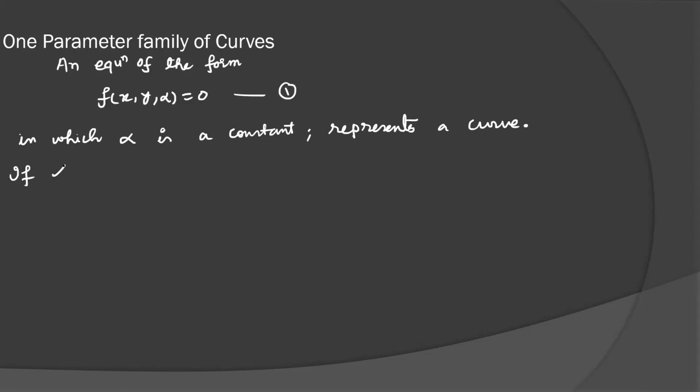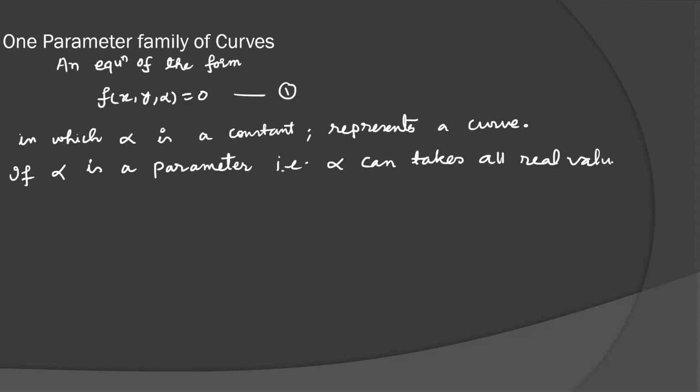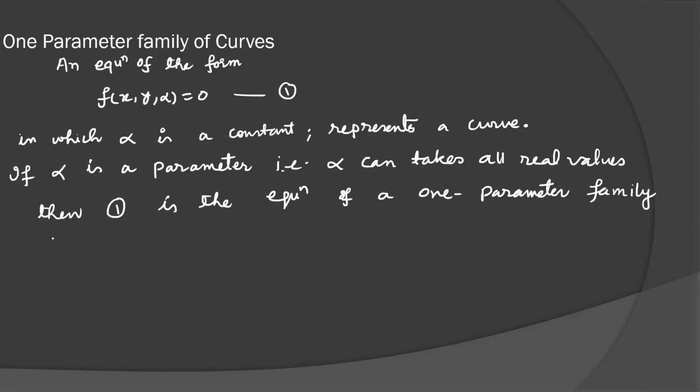But if alpha is a parameter, meaning we can change the value of alpha such that alpha can take all real values, then equation 1 is the equation of a one parameter family of curves, a family of curves with parameter alpha.